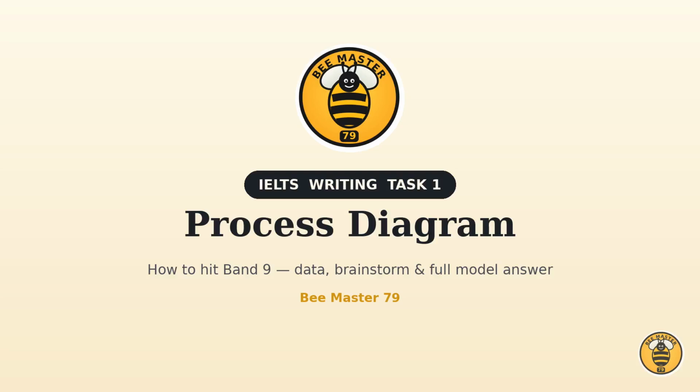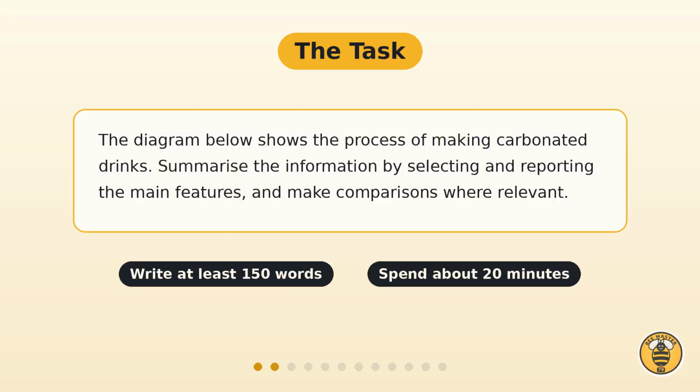In this lesson we tackle an IELTS Writing Task 1 process diagram. We will read the diagram together, brainstorm it, plan the structure, and then write a full band 9 model answer. Here is the task. The diagram shows the process of making carbonated drinks. We must summarize the information by selecting and reporting the main features. You should write at least 150 words in about 20 minutes.